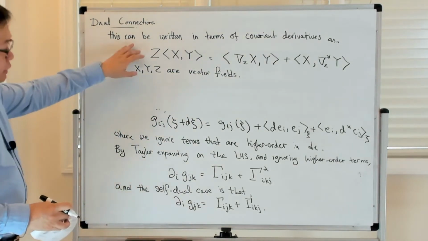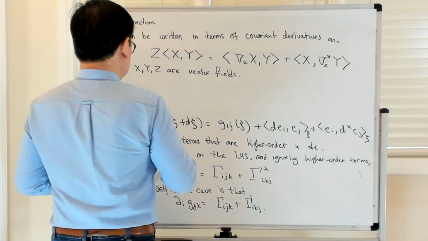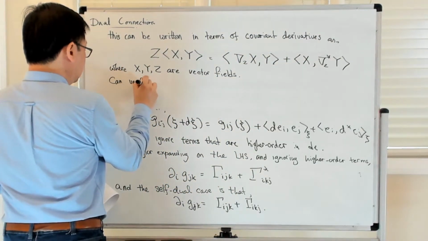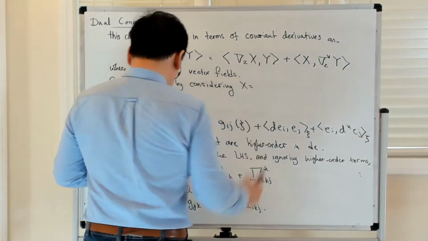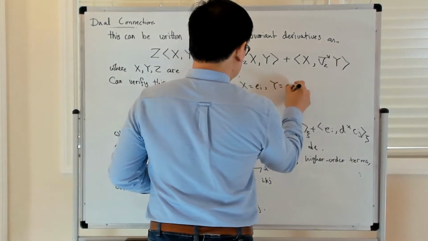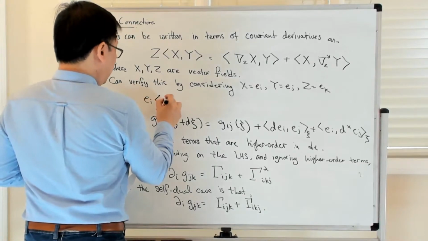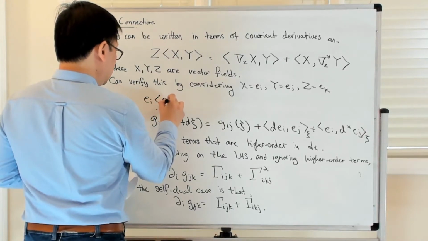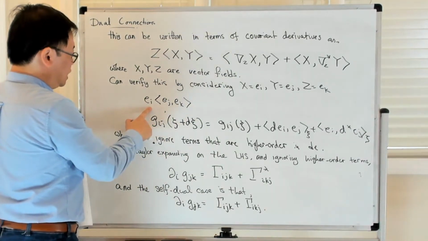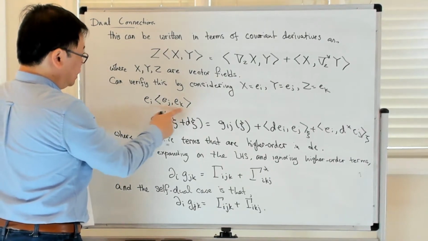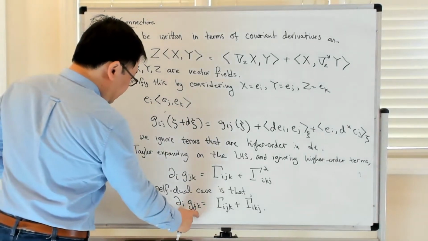And to see more clearly how this is equivalent to this statement, you can consider specific choices of X, Y, and Z. So we can verify this by considering X is e_i, Y is e_j, Z is e_k. And what happens when you do that is that e_i paired with e_j, e_k is basically the directional derivative in the ith direction of the inner product between e_j and e_k, which pulls up this metric term, g_ij. So hopefully you can see how this is related to this expression.